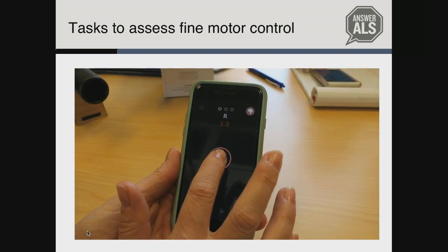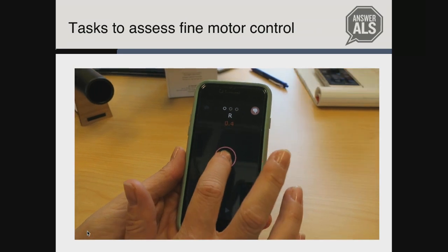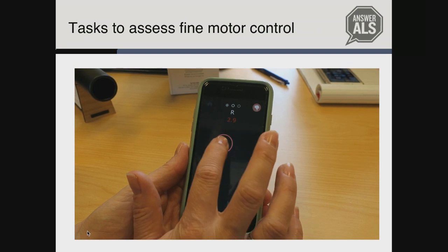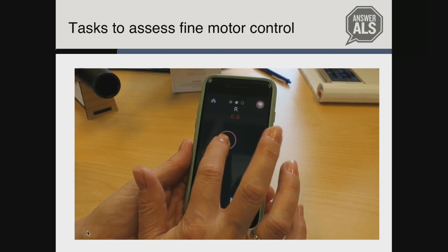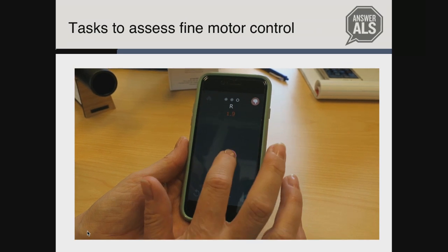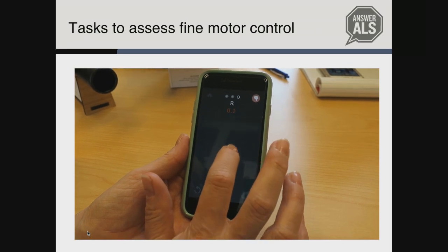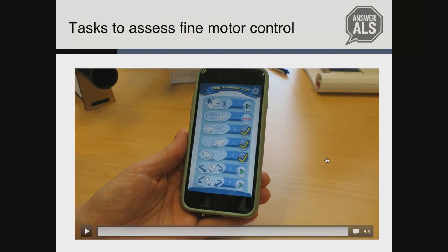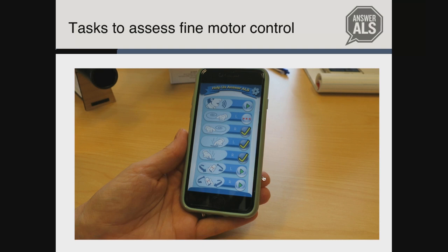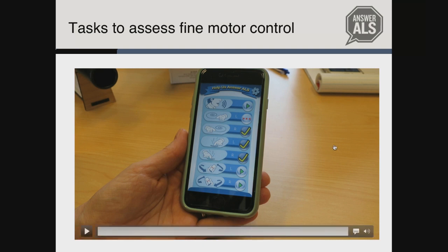So there's a target, and then people are asked to tap on that target. They complete that tapping, and there's a different target. People are asked to tap on that target, and then there's another target. And the targets are varied in size, so that we can look at accuracy, speed, and potentially even pressure.